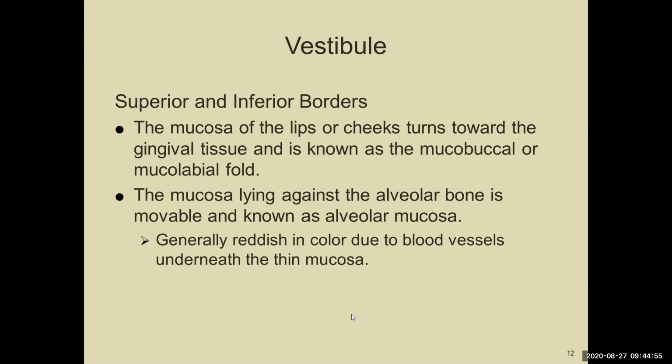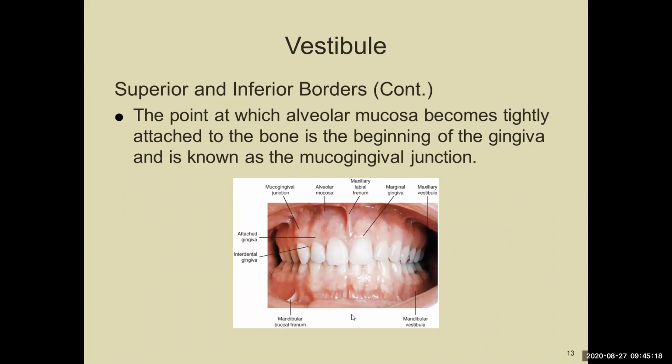The mucosa lining against the alveolar bone is movable and is known as alveolar mucosa. So the mucosa overlying the bone is movable and it's called alveolar mucosa. And it's generally reddish in color due to the blood vessels and the thinness of the mucosa. You can see the blood vessels.